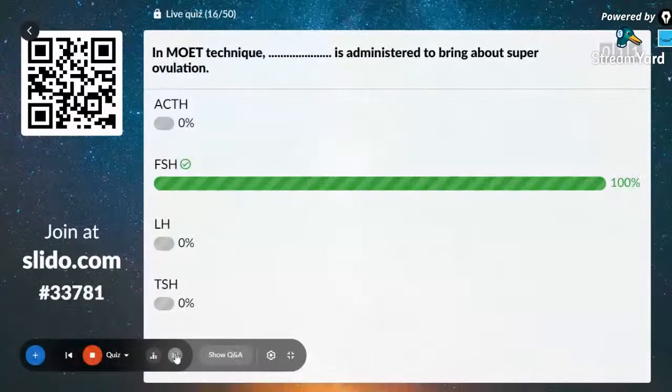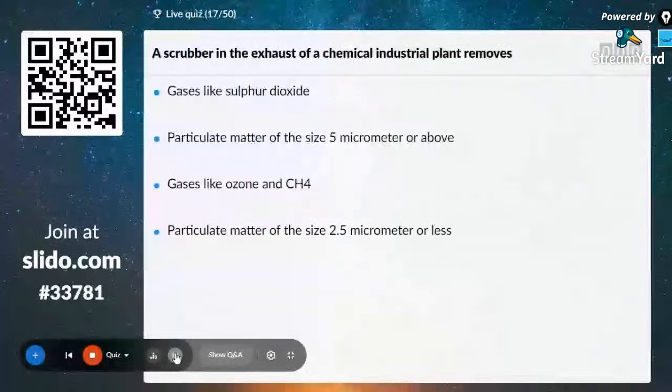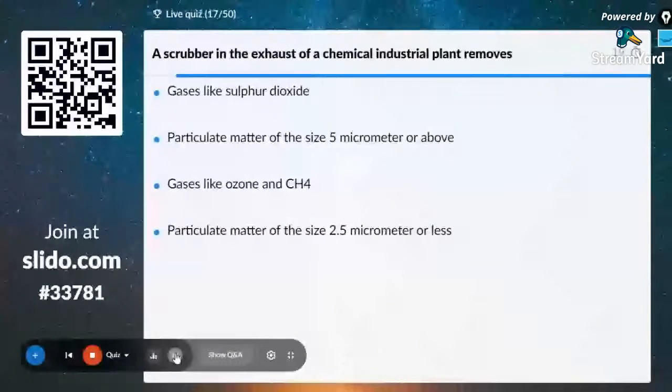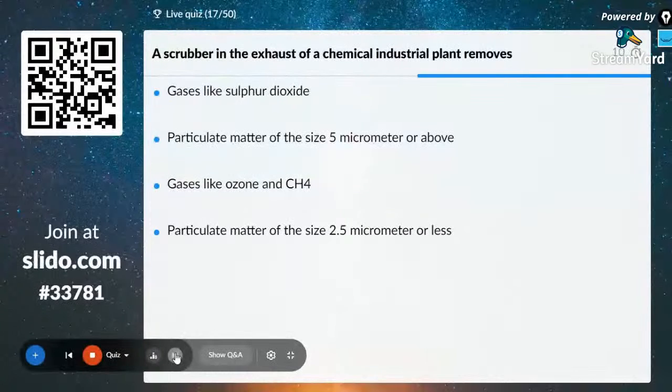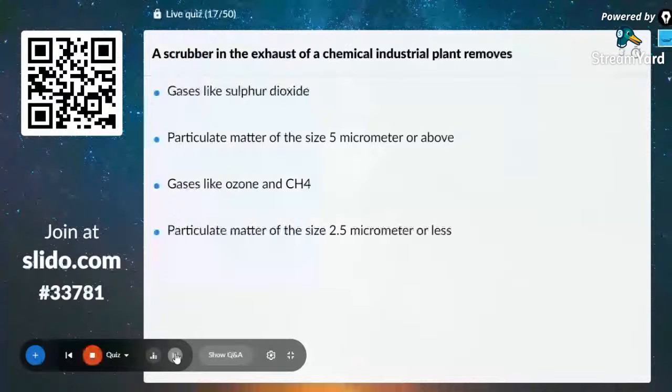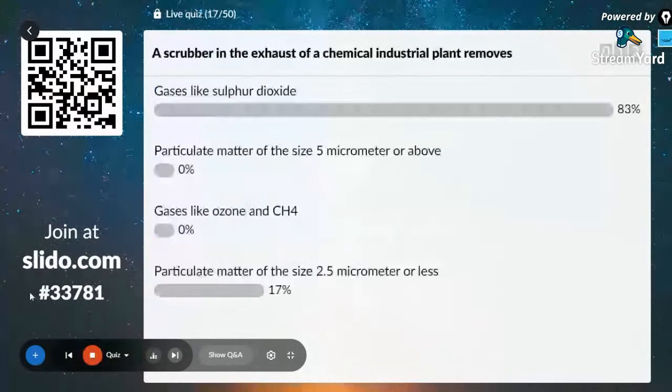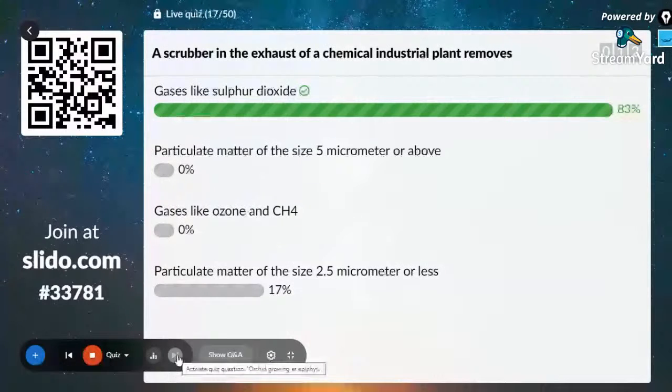A scrubber in the exhaust of a chemical industrial plant removes gases like sulfur dioxide, particulate matter of size 5 micrometer or above, gases like ozone and CH4, particulate matter of the size 2.5 micrometer or less. Yes, exactly, guys. A scrubber just removes gases like sulfur dioxide. Next question on the screen.